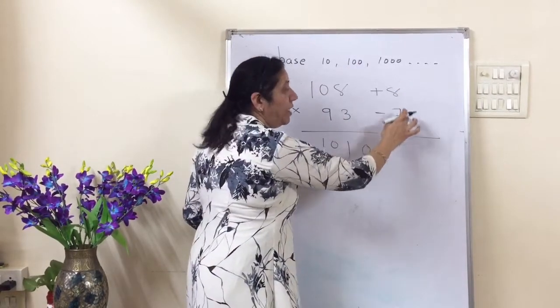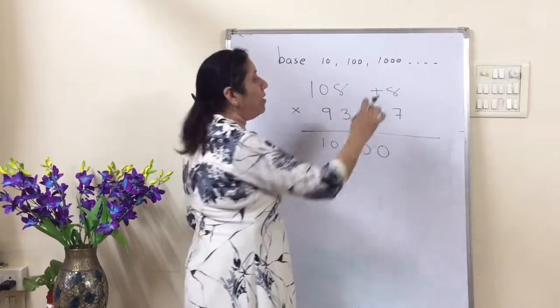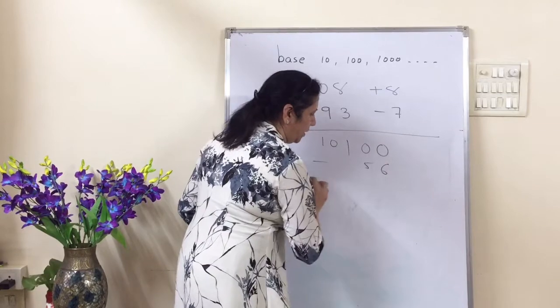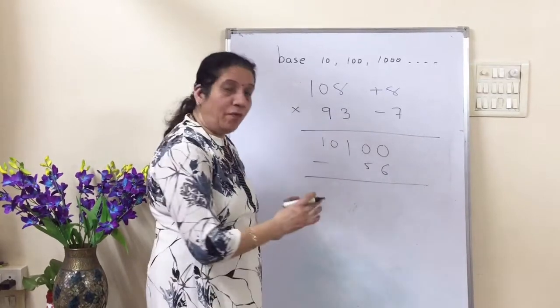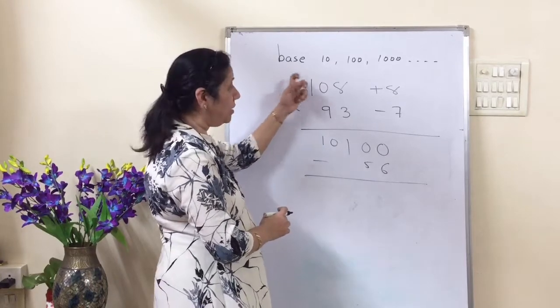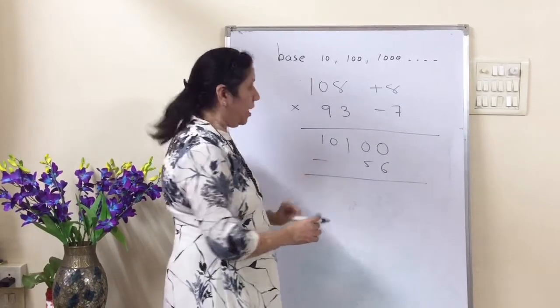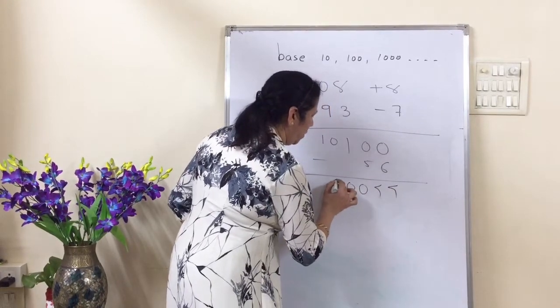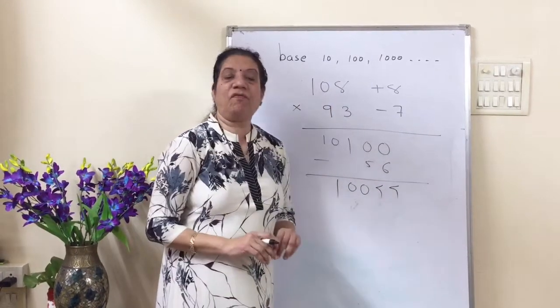Now 8 sevens are 56, but note that this is plus, this is minus, so we will subtract 56. And when you subtract, whatever is your answer is the multiplication of 108 into 93. So let us subtract this. This is 4, this is 4, 0, 0, 1. So this is your final answer.